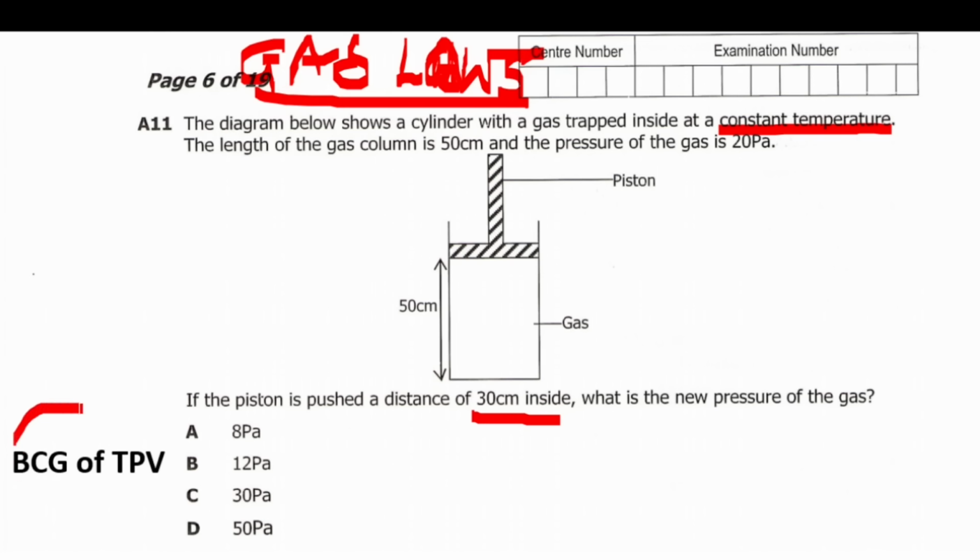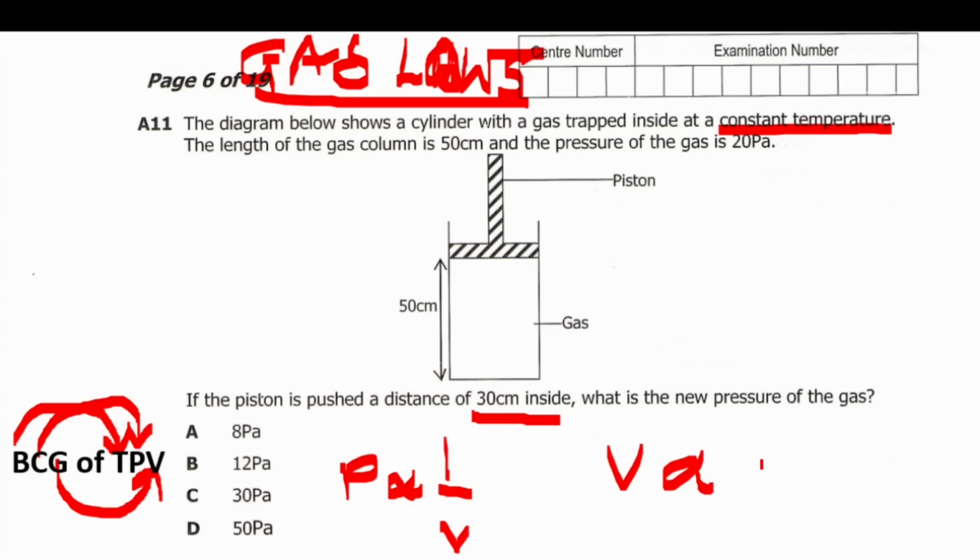B for Boyle's law at constant temperature. C for Charles' law at constant pressure. G for Gay-Lussac's law at constant volume. So what does Boyle's law state? Boyle's law states that for a fixed mass of a gas at constant temperature, pressure is inversely proportional to volume. Then Charles' law states that for a fixed mass of a gas at constant pressure, volume is directly proportional to temperature.